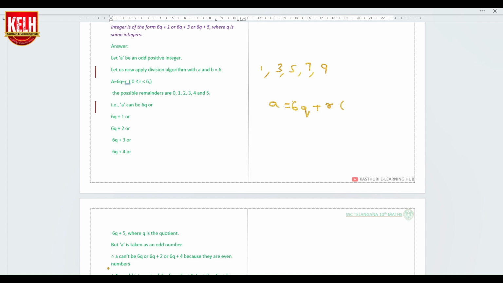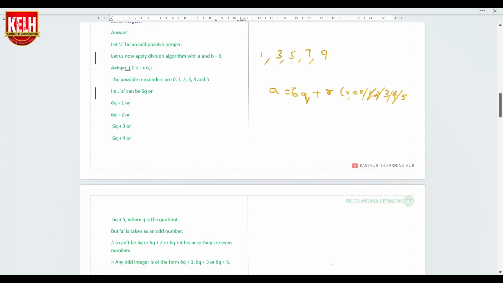The r can be either 0 or 1 or 2 or 3 or 4 or 5. It cannot be 6. 6 ones are 6. So r can be either 0, 1, 2, 3, 4 or 5. Okay, so here goes the explanation.